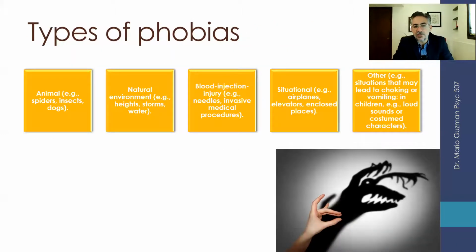All right, so these are the types of phobias that we were saying: animals, spiders, insects, dogs; natural environments, such as heights, storms, water, as the client that I was telling you; blood-injection-injury, needles, invasive medical procedures; and situational, for example, airplanes, elevators, enclosed places; and others, such as situations that may lead to choking or vomiting and, in children, for example, loud sounds or costume characters.